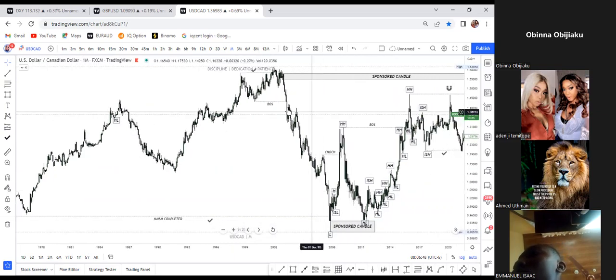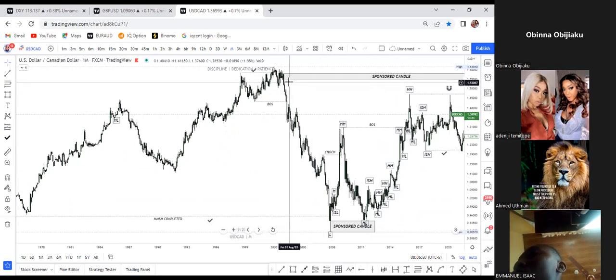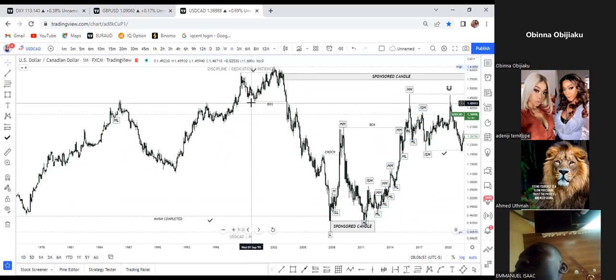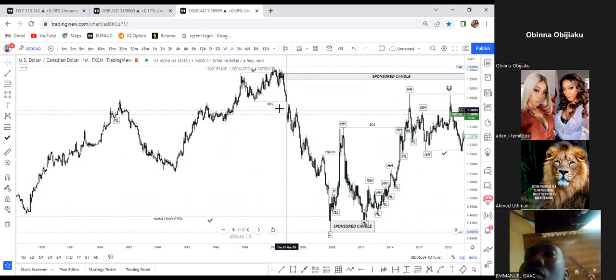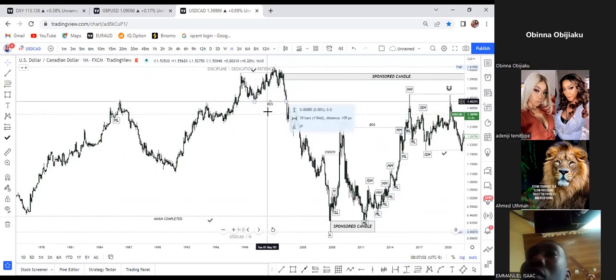Right now, where did the move start from? The move started from this zone. This candle was the candle that facilitated the break of this low. This was our first break of structure. This candle facilitated the break of this low. This candle facilitates the break of this low.